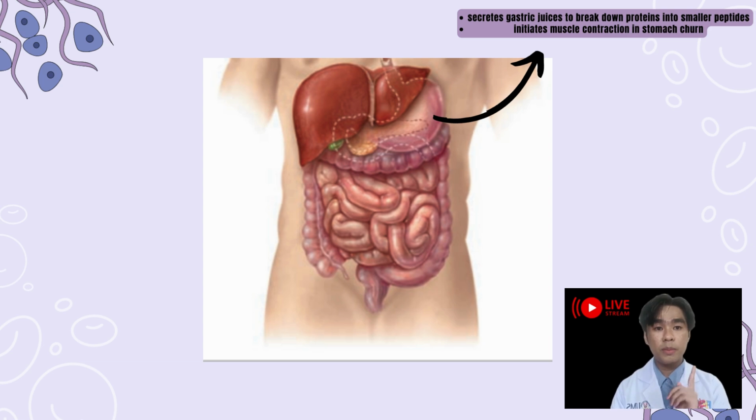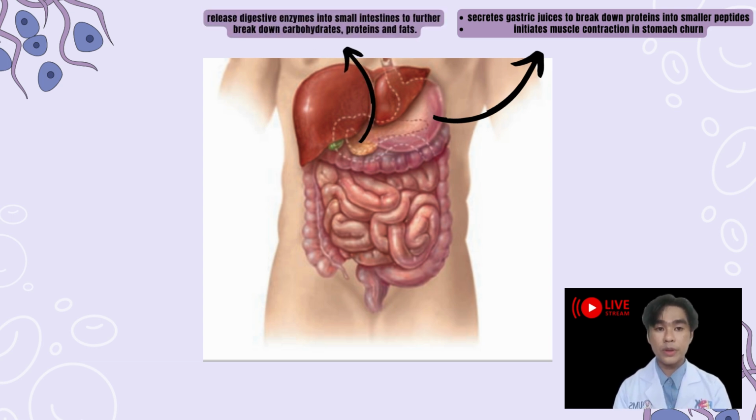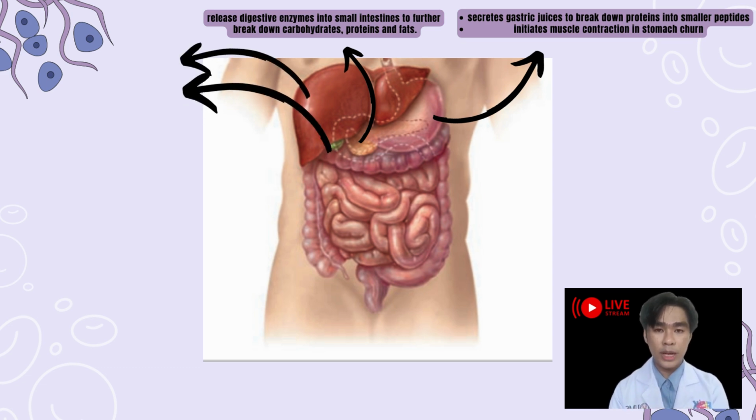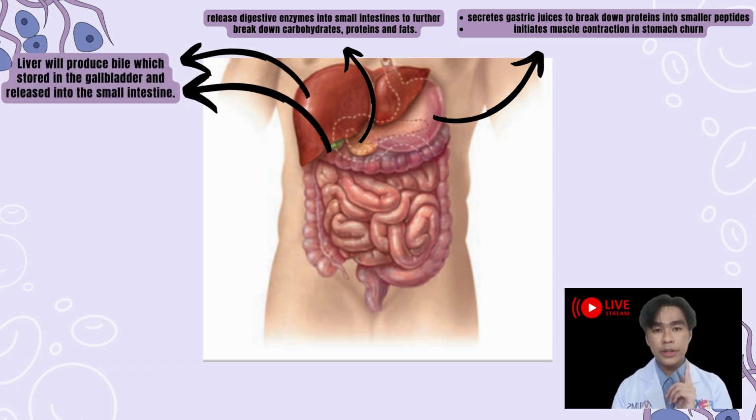Next up, we have the pancreas. What will the pancreas do? The pancreas will secrete enzymes into the small intestine to further break down carbohydrates, proteins, and fats. Next up, we have the liver and also the gallbladder. The liver will produce bile that will be stored in the gallbladder, and then the bile will later be released into the small intestine.